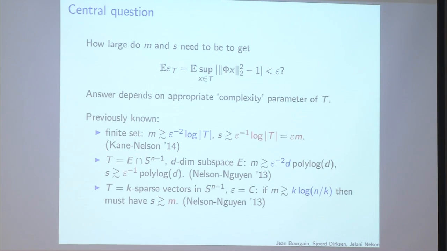However, there's also sort of a negative result. Namely, if I take for T the set of all k-sparse vectors in the unit sphere, and I set this accuracy parameter to be constant, then if I want to embed into the same dimension as in the Gaussian case, which is optimal in this case, then I cannot sparsify the matrix. Okay? So there's some interplay going on, and what we would like to discover is whether we can create some sort of new complexity parameter for this set T that will describe how I can set M and S to get a good embedding.